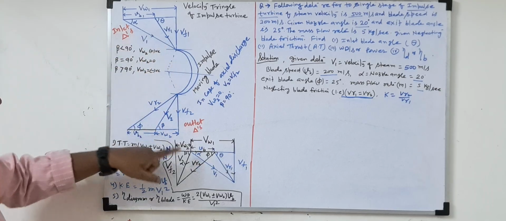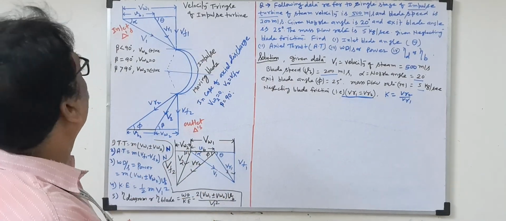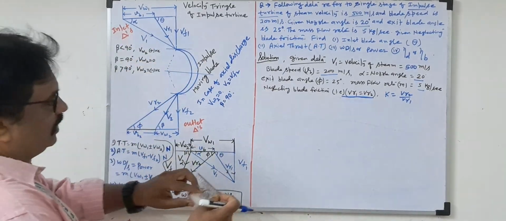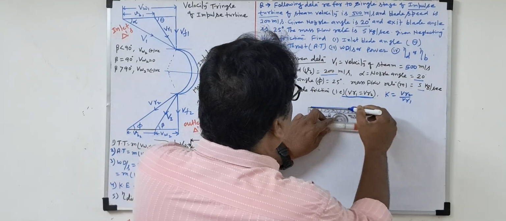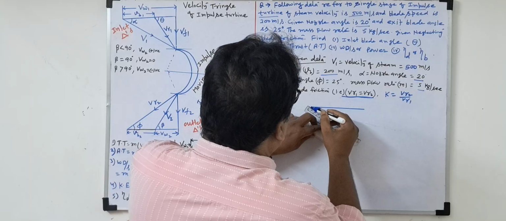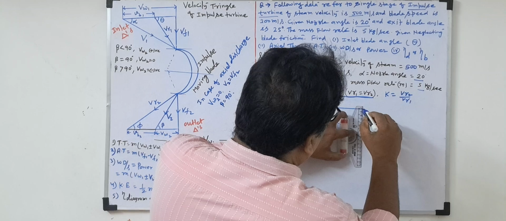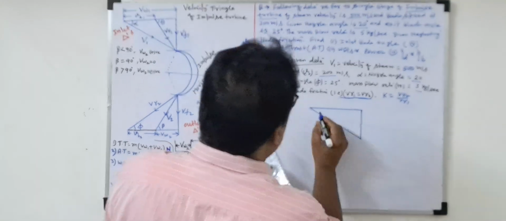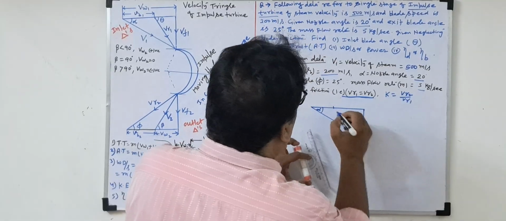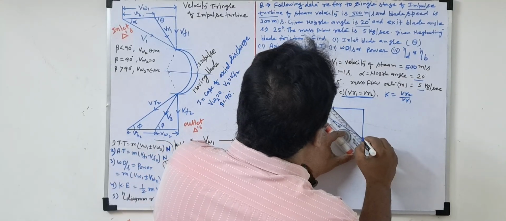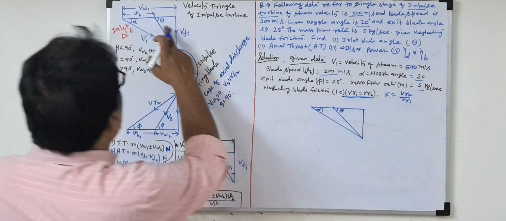Now the inlet and outlet triangles will be combined together. How to draw it? Already we drew it here, but let us see how to draw it. First, the inlet triangle will be drawn. Inlet triangle means the nozzle angle alpha goes from the vertical line. This angle is alpha. Now if we join the blade angle, this is theta, the inlet blade angle.